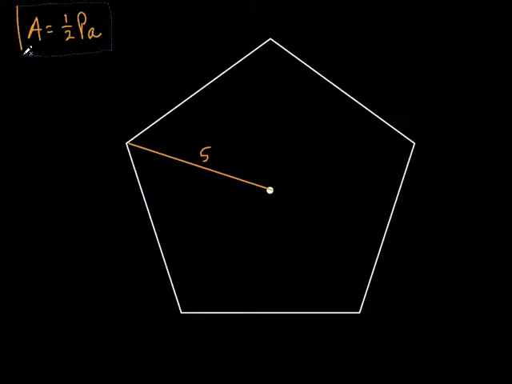So let's do this right here. All you got to do is learn one thing. Then you can be able to do it. So it's 1/2 the perimeter times the apothem. What in the world is the apothem? Is it this? Is it the 5? No, it's the line that's perpendicular to one of the sides right here.